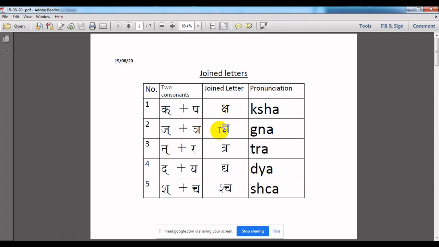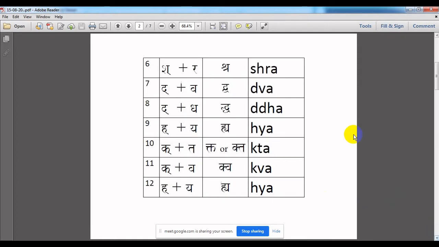Agna. Atra. Adya. Number 5, Ascha. Number 6, you can see on the screen, Asra, Adva, Adha. Number 8, number 9, Ahya.